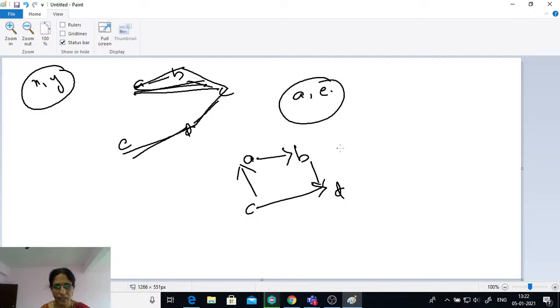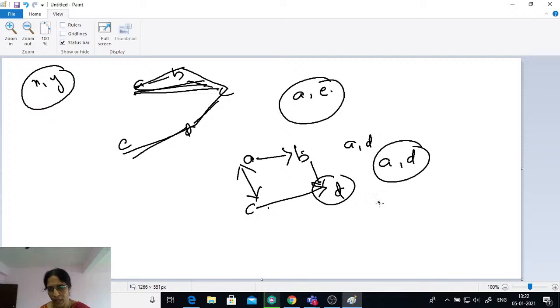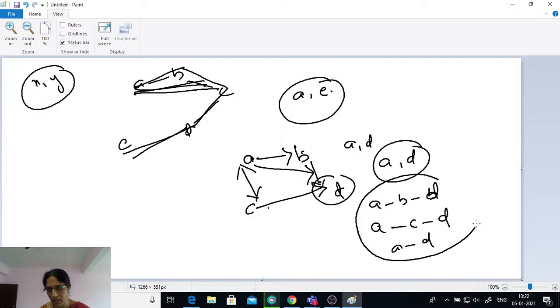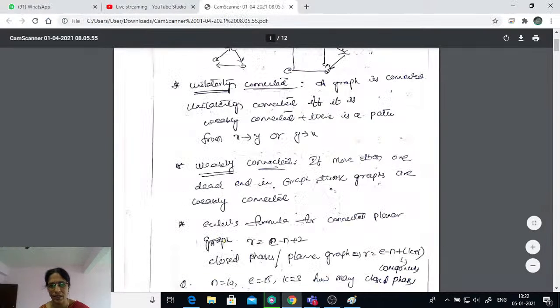From A to D, how many endpoints are there? A to B is there and B to D is there, as well as a path like this, A to C and C to D. Finding the paths from A to D, one is A to B and D, another is A to C and D, otherwise A to D. So these are the three paths for A to D. And here there is more than one dead end. More than one dead end, then we call this type of graph a weakly connected graph.